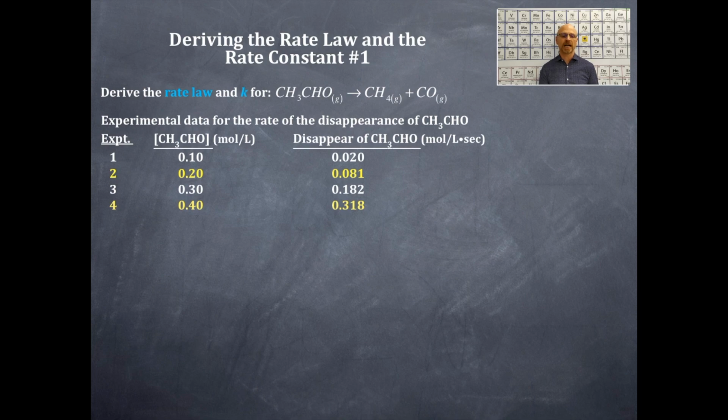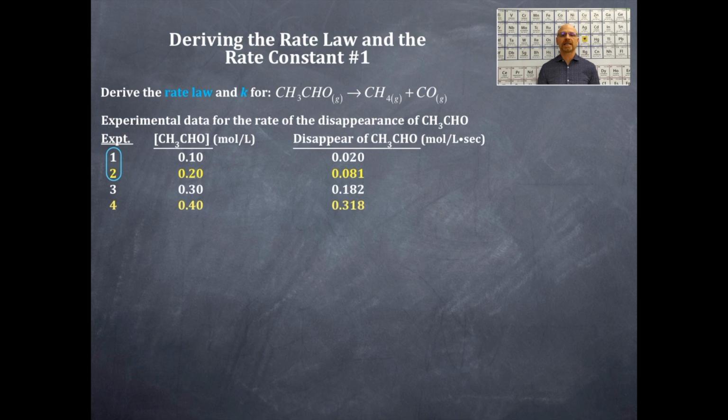You notice that we have experiments 1, 2, 3, and 4. I've highlighted them in alternating colors of white and yellow, so you can see horizontally where they're lined up. The second column is the initial concentration of the acetaldehyde, in moles per liter. The third column is the disappearance of the acetaldehyde, in moles per liter second. So what we're going to do is analyze these experiments and this data to derive the rate law and also the rate constant. Let's see what we can come up with.